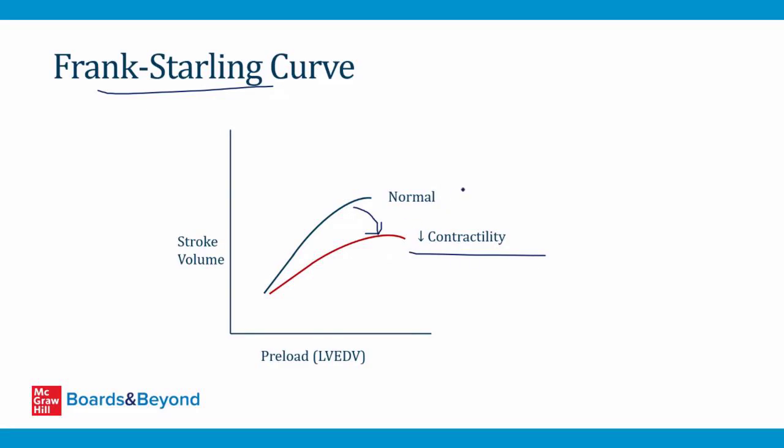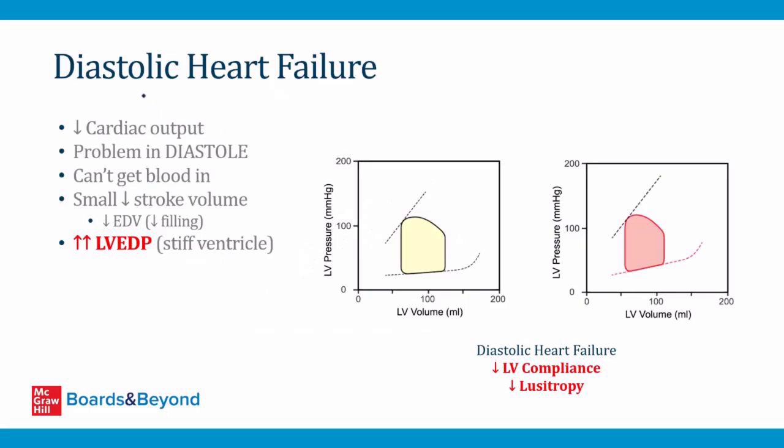The change depicted on this slide is the classic change that illustrates what happens to the heart when it develops systolic heart failure. Now let's talk about diastolic heart failure. In diastolic heart failure, there's also a fall in cardiac output, but it's usually much less than the fall that you see in systolic heart failure.